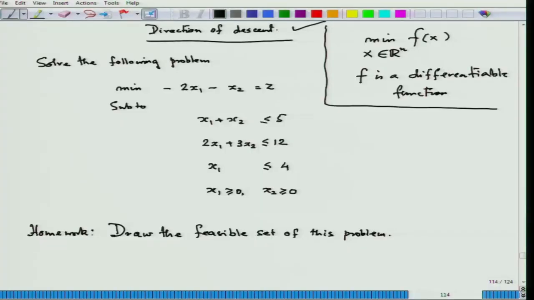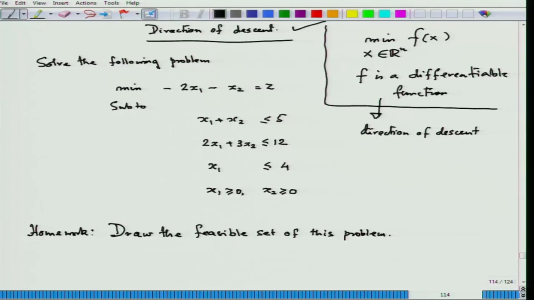I began by reminding you that we were supposed to talk about the direction of descent of a differentiable function over the whole Rn. We are trying to minimize a differentiable function over whole Rn, and we are going to talk about the direction of descent. But, if I move along that direction, my functional value would decrease because I am minimizing.